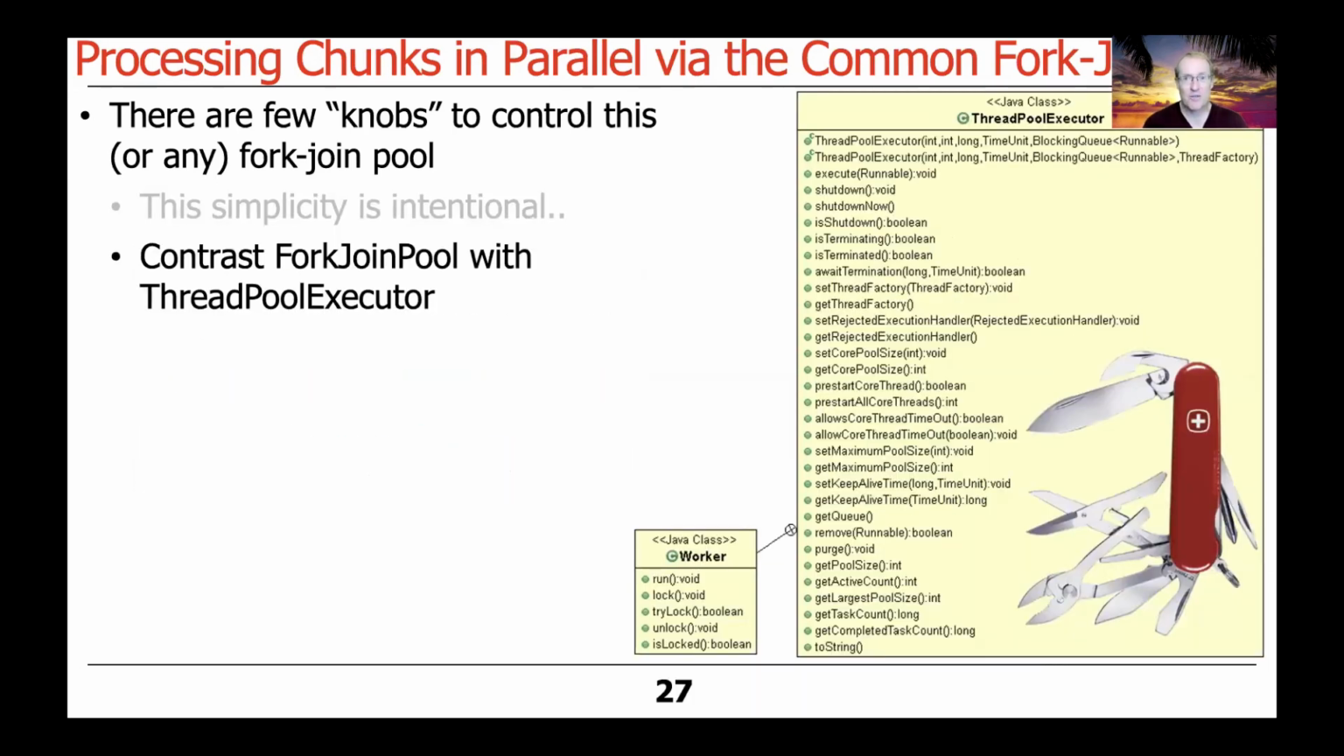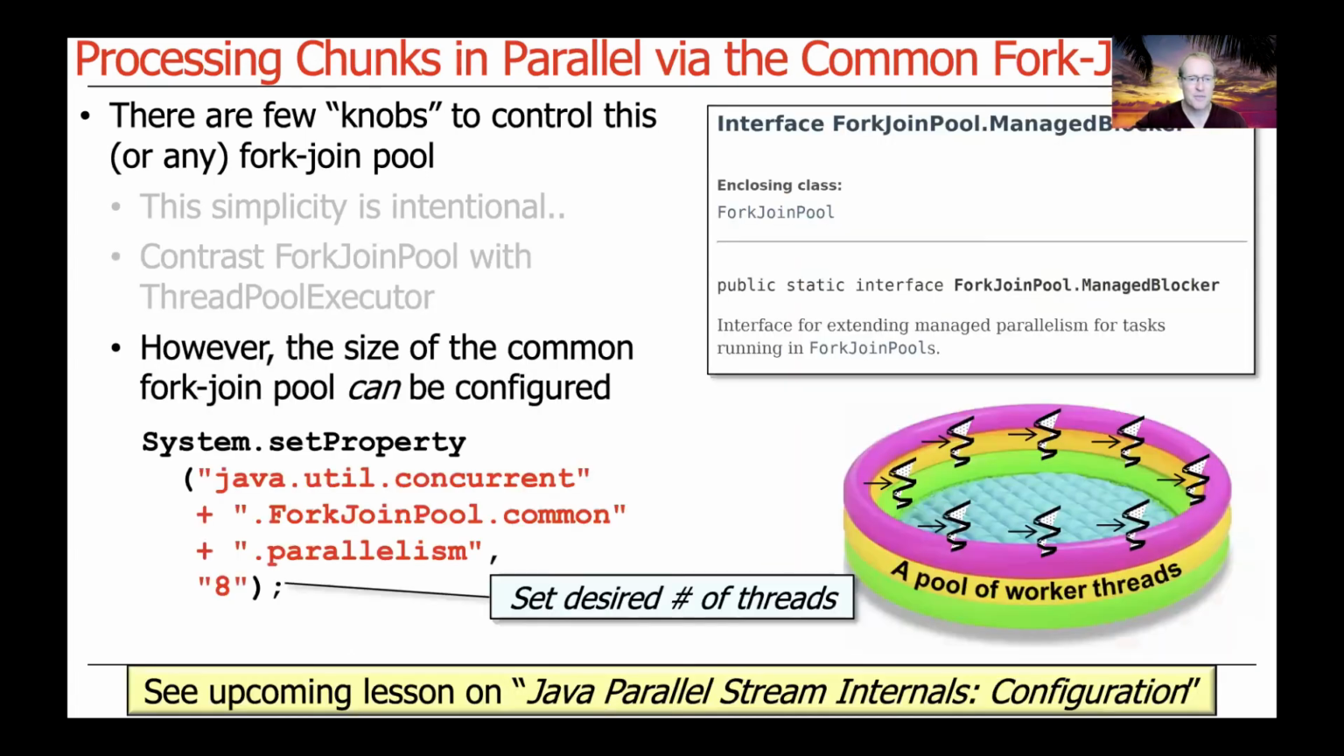The ThreadPoolExecutor, very complicated, and yet in many cases, the fork join pool works just as well, if not better, in most circumstances, because it's able to keep the processor cores busier than other mechanisms you might get out of the box or could implement yourself.